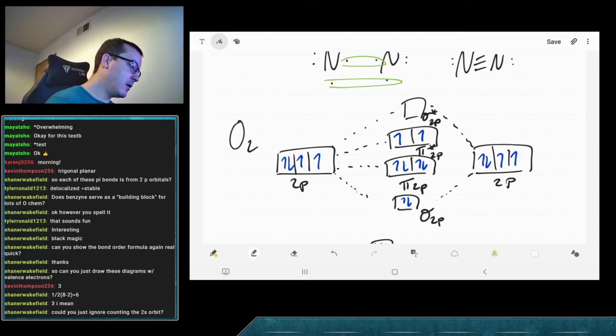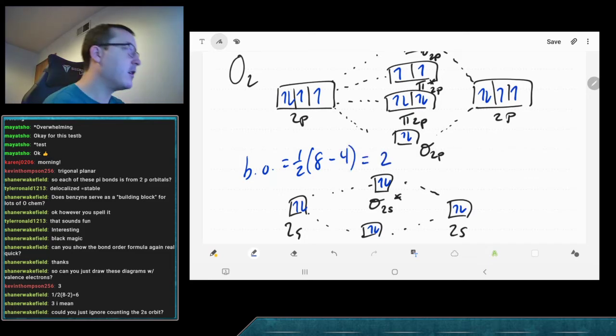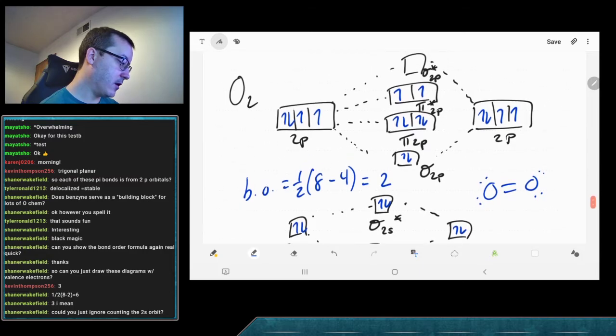Interesting. If we calculate the bond order, it's going to be 2, 4, 6, 8. I'm going to just include the S ones. You do not have to. Minus, I see 4 non-bonding or anti-bonding electrons, which is a bond order of 2, which tells us we should get this, which lo and behold we do get from our Lewis structure anyway. Awesome.